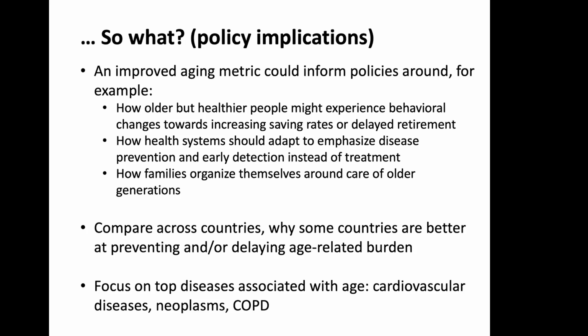How is it that they are better at preventing this age-related burden or delaying the onset of age-related burden to a much later age? And the last thing is that we found that the top diseases associated with age are, as I mentioned, cardiovascular diseases, cancers, and then COPD. And so if countries want to reduce age-related burden, focusing on these would be quite effective.